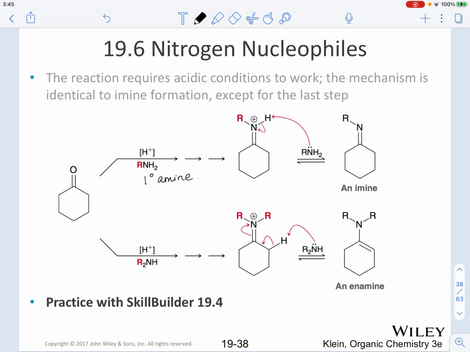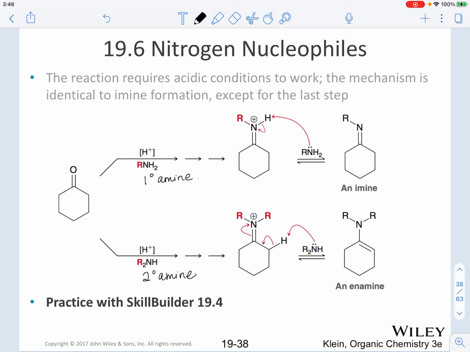And a primary amine is going to be a nitrogen atom that contains one alkyl group. It could be aryl too. Now, understand what happens if we have a secondary amine. And a secondary amine, as you can see, is going to be a nitrogen atom that now is surrounded by two alkyl groups.